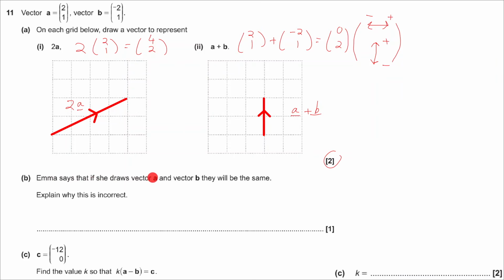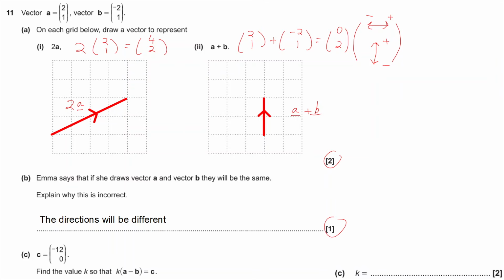Now, Emma says if she draws vector A and vector B, they will be the same. So you can see vector A and vector B is here. Explain why this is incorrect. They're not the same because the horizontal component is opposite, so the direction will be different. So for 11B, they're going to be in different directions. If you were to draw these out, because this is positive and this is negative, the directions are going to be different. So that's your answer for this part. Simply, the directions will be different.